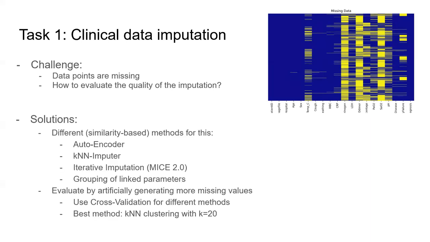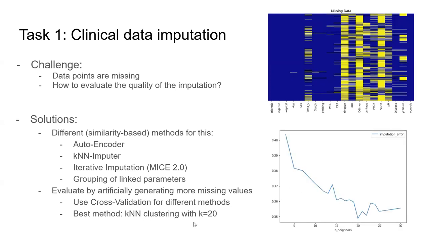We found a couple of solutions and tried many different approaches, like similarity-based methods and training autoencoders, using k-nearest neighbors imputers, iterative imputations, and trying different parameter groupings. However, by generating more missing values in a cross-validation turn, and then evaluating our results on those missing values, we found that the best method was simple k-nearest neighbors clustering with 20 neighbors. And we see the imputation error here on the artificially generated missing values on the right side.